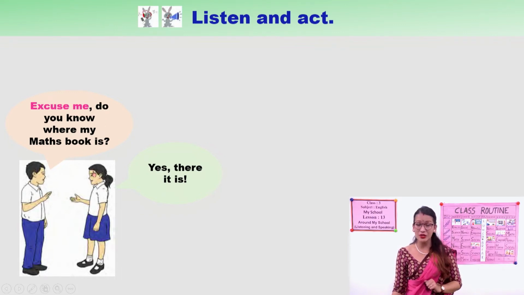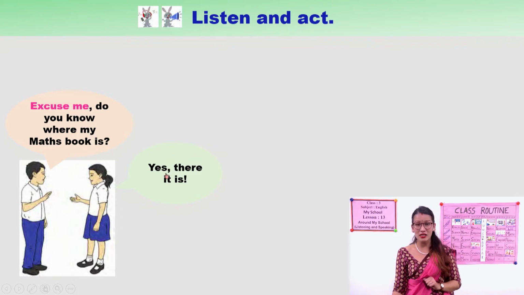He is asking his friend where his math book is. Where is my math book? He is asking, but he is asking it in a good way. How? By using the words excuse me. One more time, the teacher is saying, you listen, okay? Excuse me, do you know where my maths book is?